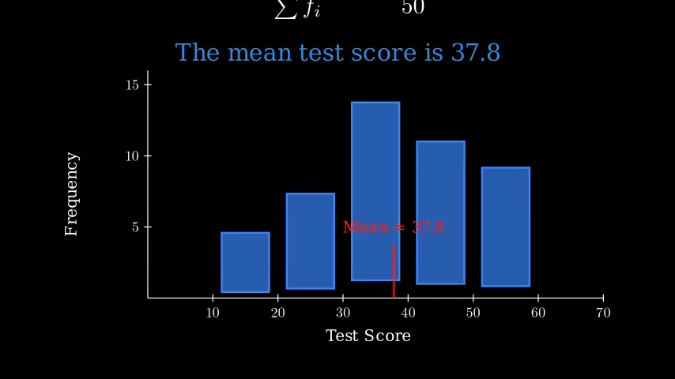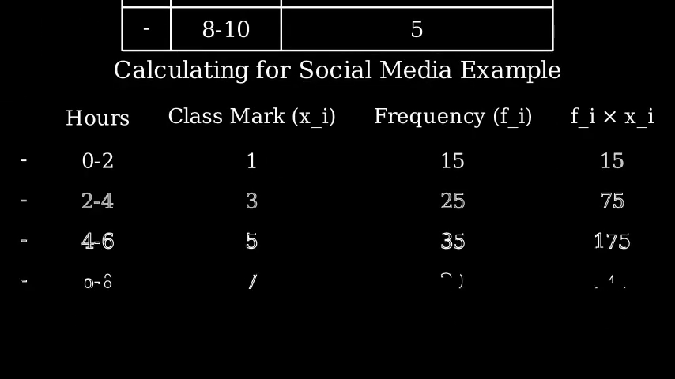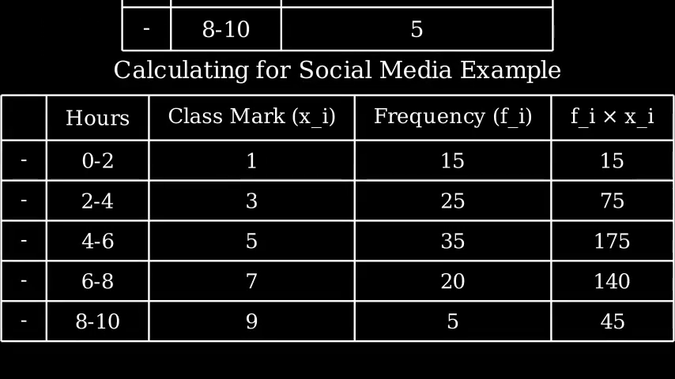Let's look at another example to reinforce our understanding. Here's a frequency table showing the daily time spent by students on social media. Let's solve this step by step. First, we find the class marks. 0 to 2 has a class mark of 1. 2 to 4 has a class mark of 3. 4 to 6 has a class mark of 5. 6 to 8 has a class mark of 7. 8 to 10 has a class mark of 9.